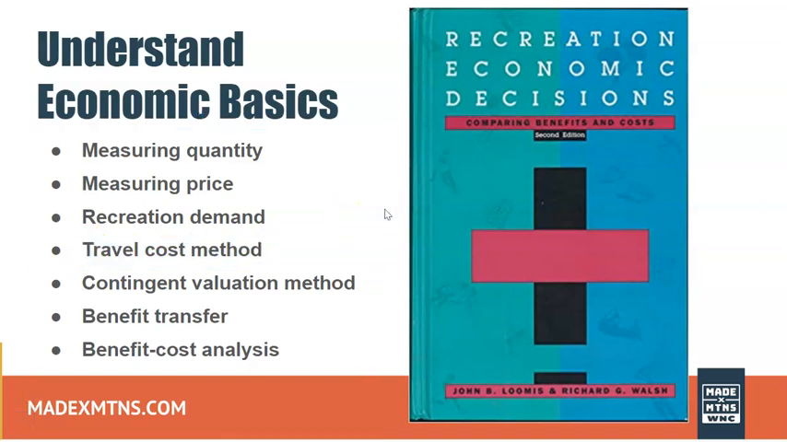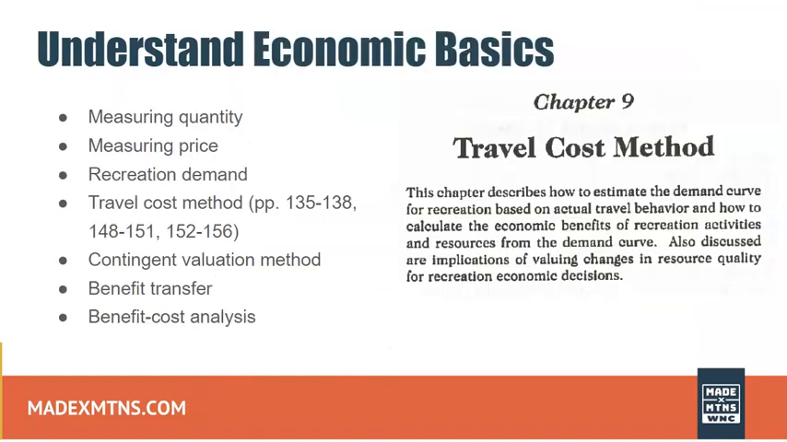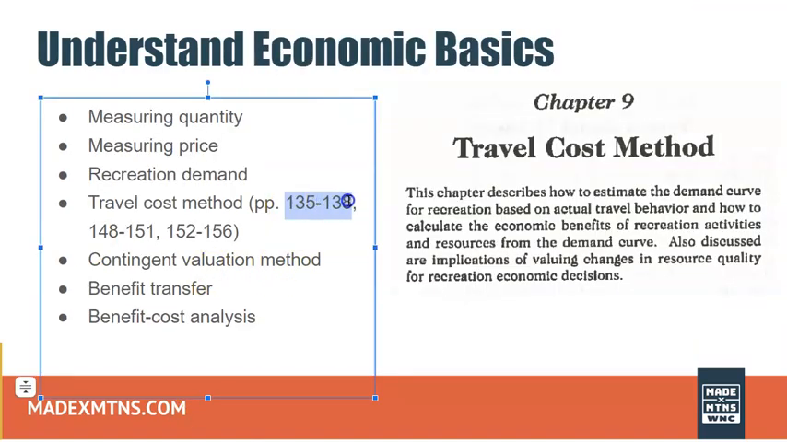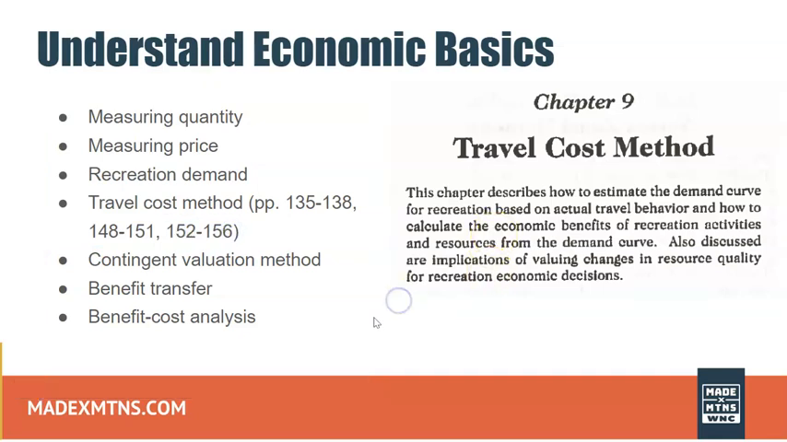And the text for these videos is Recreation Economic Decisions: Comparing Benefits and Cost. And thanks to the first author, John Loomis, for sharing his PDFs with us. So I'm going to be covering pages 135 to 138, 148 to 151, and then 152 to 156 in chapter 9. And I'm bouncing around because there's several ways of implementing the travel cost method, and I want to focus on just a couple of them.